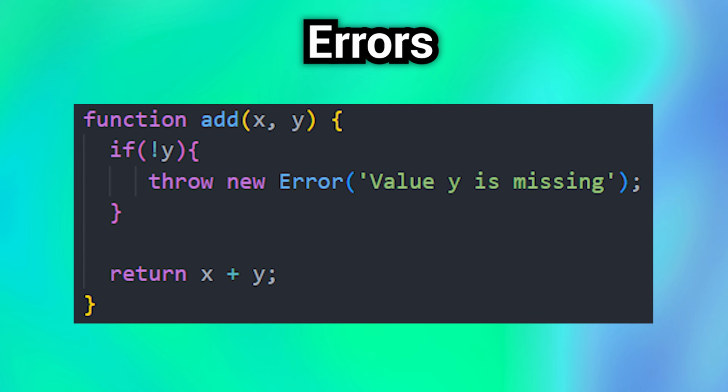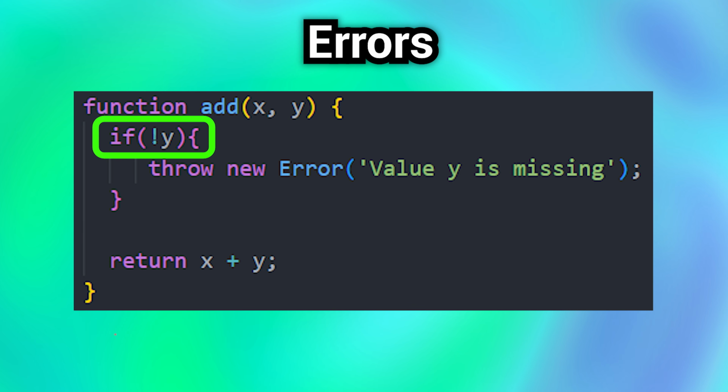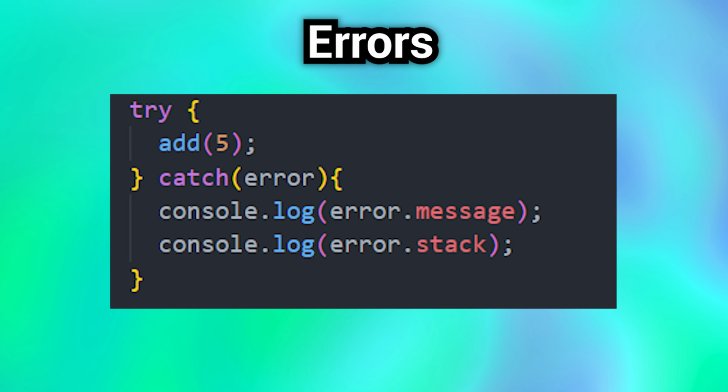So take a look at this example code. This code throws an error inside the function saying value y is missing if the user does not supply a value y. This is useful because we're able to give feedback to the user instead of giving them a random JavaScript error. In this second example, the try keyword tells JavaScript we're going to attempt to use the add function.